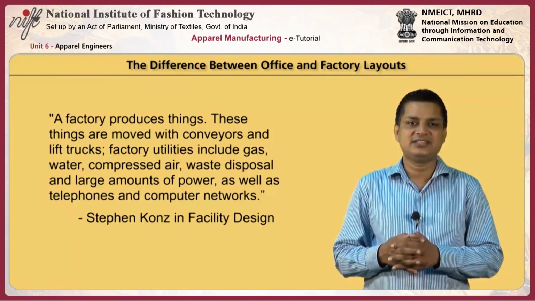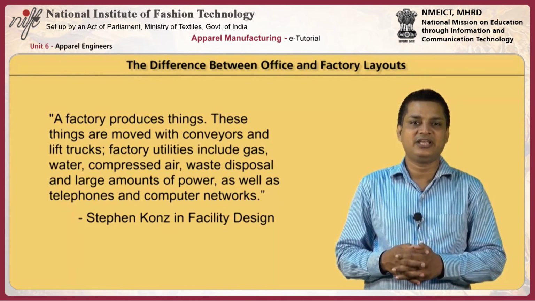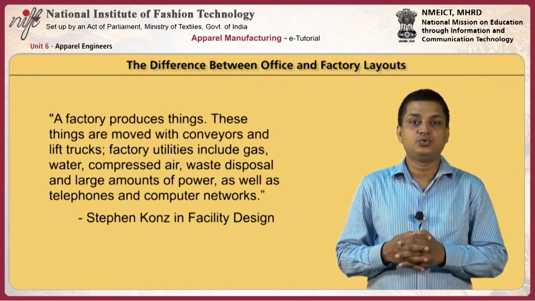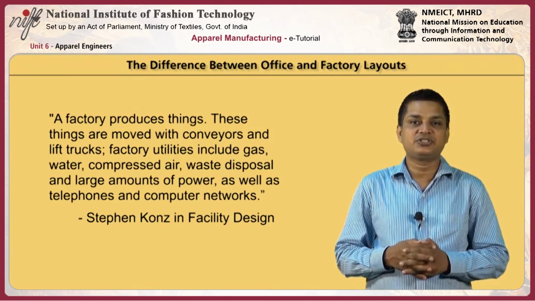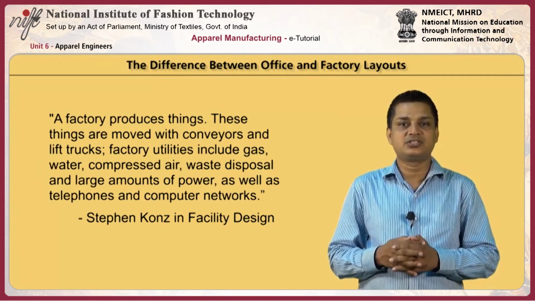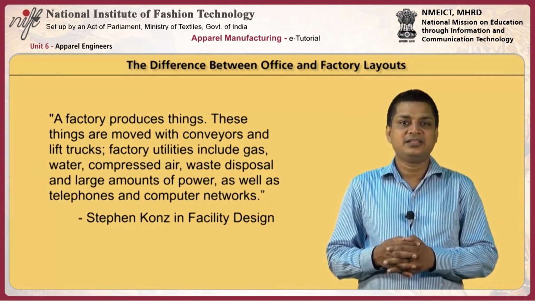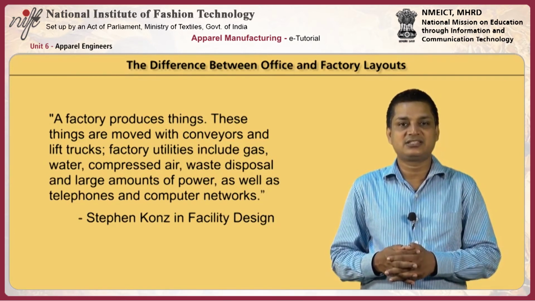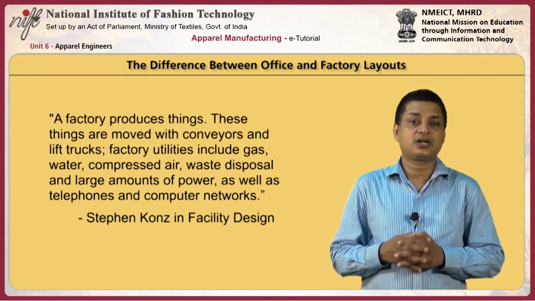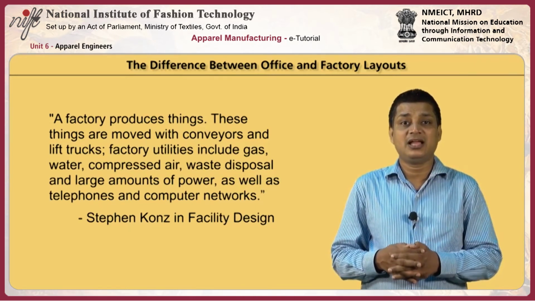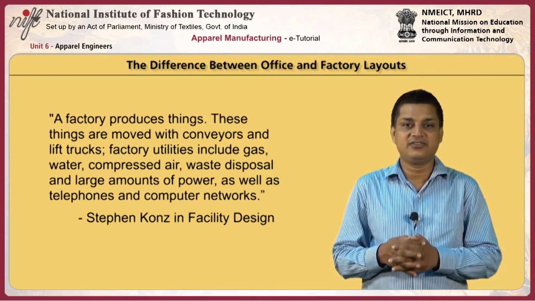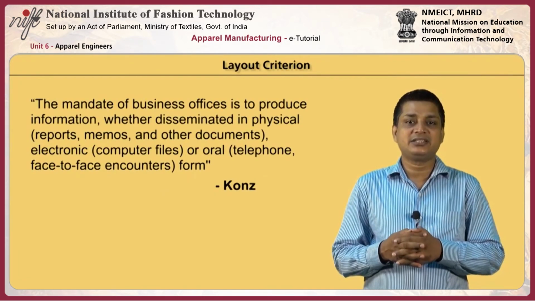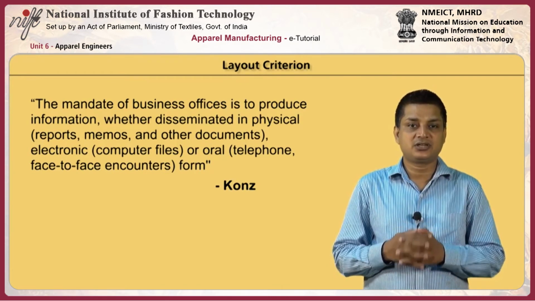Offices and manufacturing facilities are typically designed in different ways, a reflection of the disparate products that the two entities make. A factory produces things, wrote Stephen Cones in Facility Design. These things are moved with conveyors and lift trucks. Factory utilities include gas, water, compressed air, water disposal and a large amount of power, as well as telephones and computer networks. A layout criterion is minimization of transportation cost.